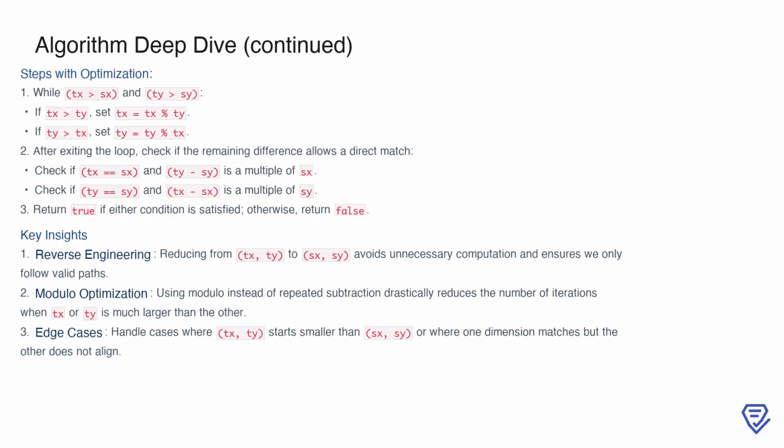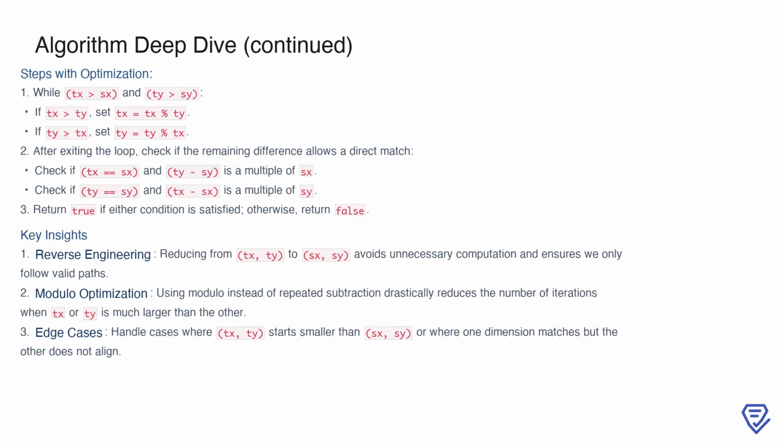Once this loop exits, we examine the remaining values to determine if a direct match is possible. Specifically, we check two conditions: whether tx equals sx and whether the difference, ty minus sy, is a multiple of sx, or whether ty equals sy and the difference, tx minus sx, is a multiple of sy. If either of these conditions is satisfied, we return true, otherwise, we return false.